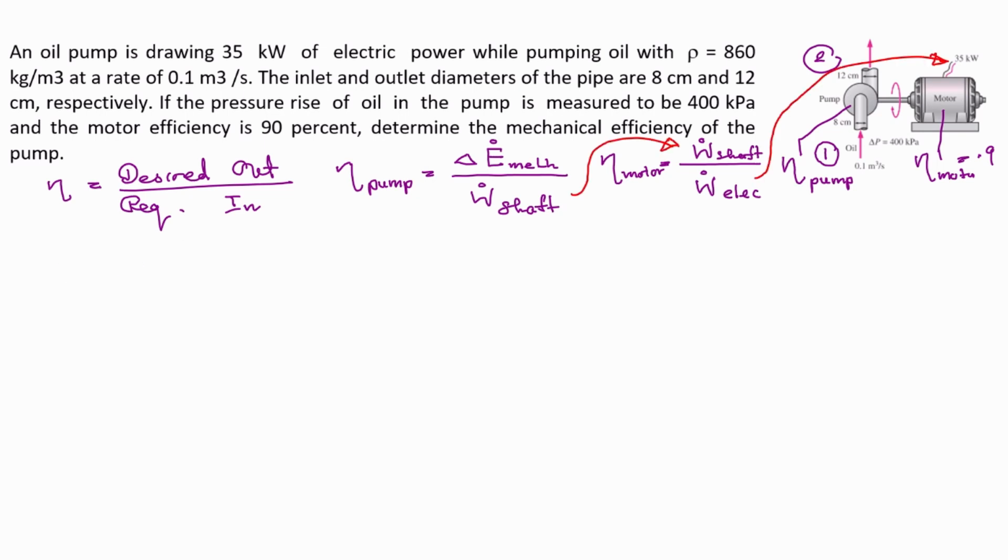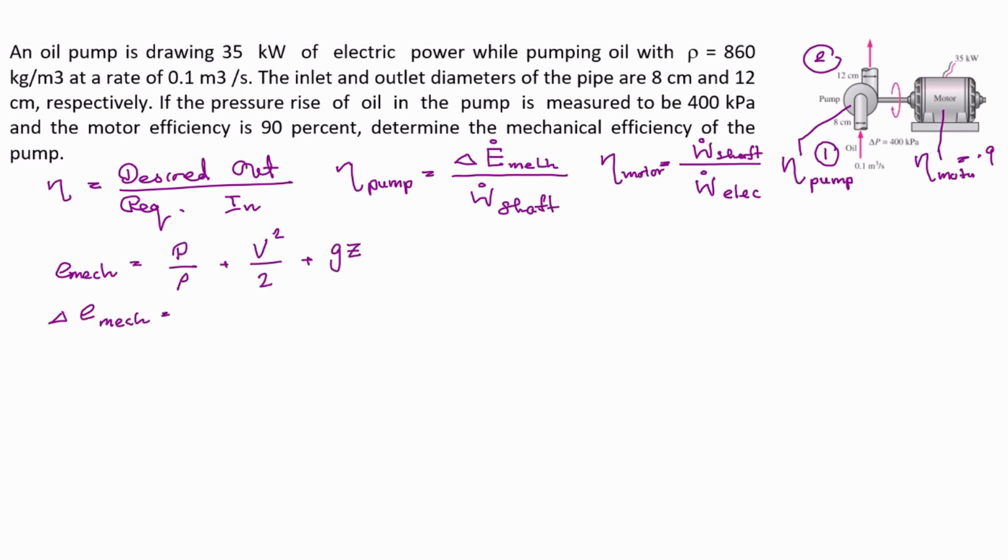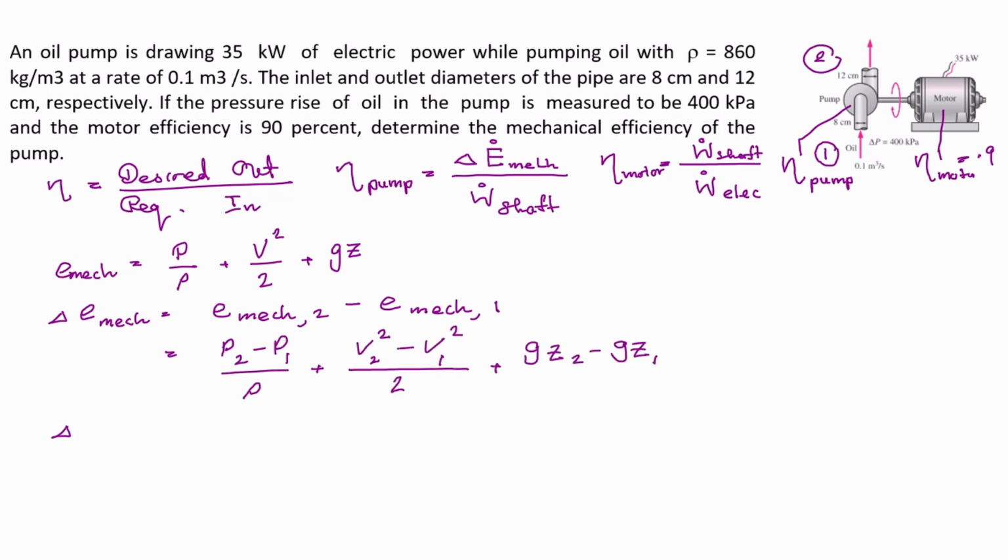The mechanical energy equation encompasses the addition of pressure energy, kinetic energy, and potential energy. The change in mechanical energy from state 1 to 2 can be expressed as such. To convert this into the rate of total mechanical energy change of the fluid stream, we can multiply the specific mechanical energy change by the mass flow rate of the fluid.